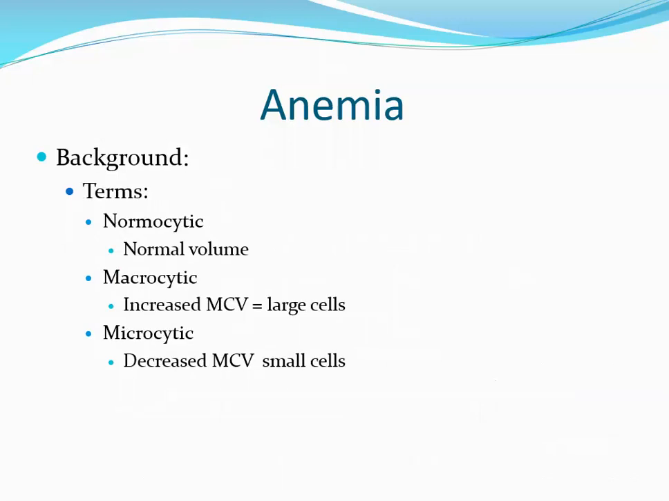Using these tests, we have various terms to describe the red blood cells. A cell that is normocytic means it is the normal size or the normal volume. Macrocytic is a cell that is larger than normal or would have an increased mean corpuscular volume. Microcytic are smaller than normal red blood cells or a decreased mean corpuscular volume.